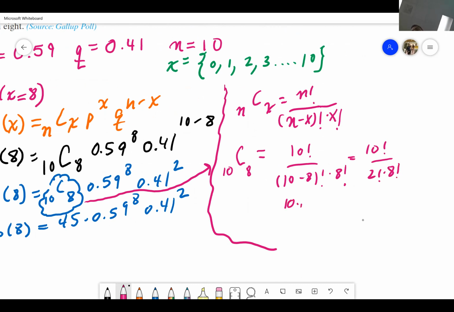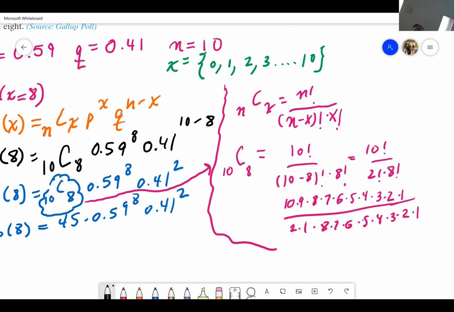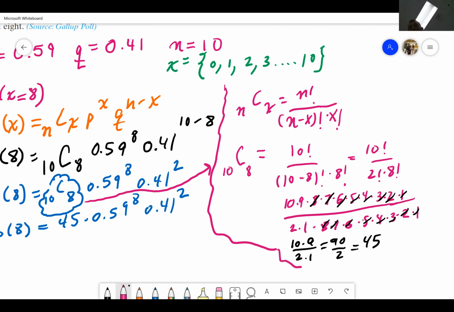That's 10 times 9 times 8 times 7 times 6 times 5 times 4 times 3 times 2 times 1, all divided by 2 times 1 times 8 times 7 times 6 times 5 times 4 times 3 times 2 times 1. This will cause cancellation, and it's going to be basically 10 times 9 divided by 2 times 1, which is 90 divided by 2, which is 45. So you could do it by hand, but it's like, okay, for what? Bring your calculator. Because I think some of you guys don't know your timetables.